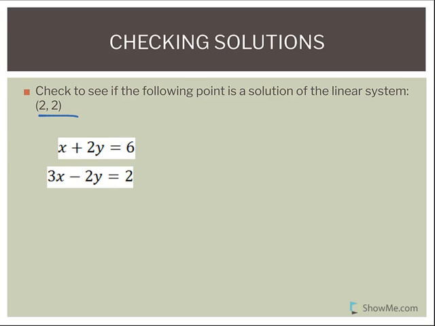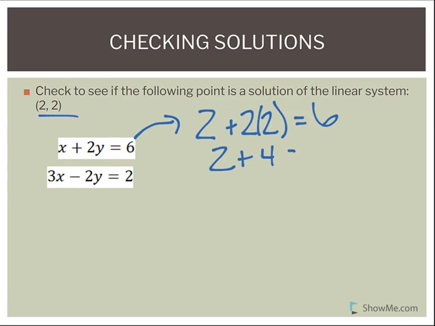So if I plug 2 in for x and 2 in for y in each of these, what's going to happen? Well, let's start with the first one. 2 in for x and 2 in for y. If I simplify, I'd get 2 plus 4, 6. And then does 6 equal 6? Yes, it does. So we know that the ordered pair 2, 2 works for my first equation.